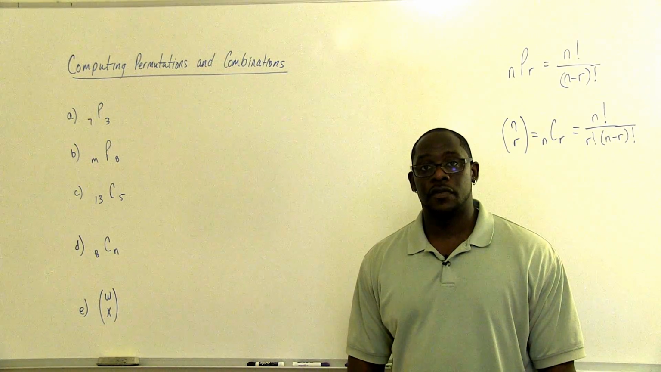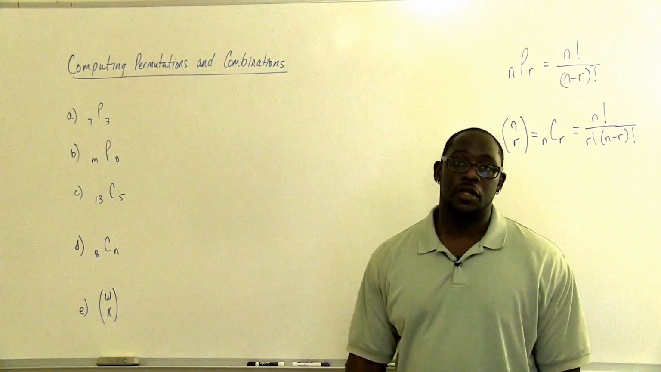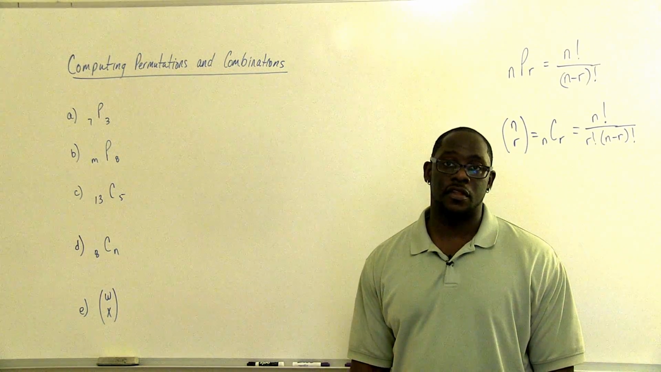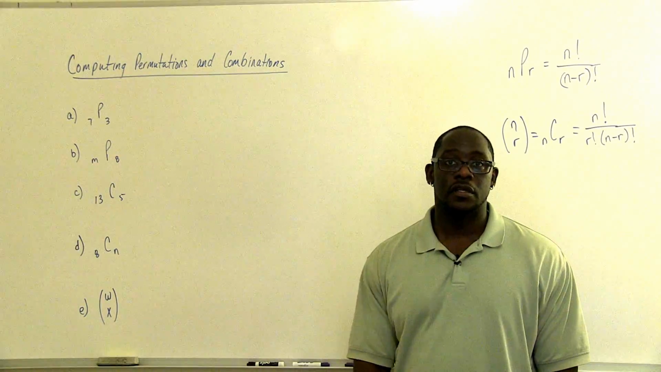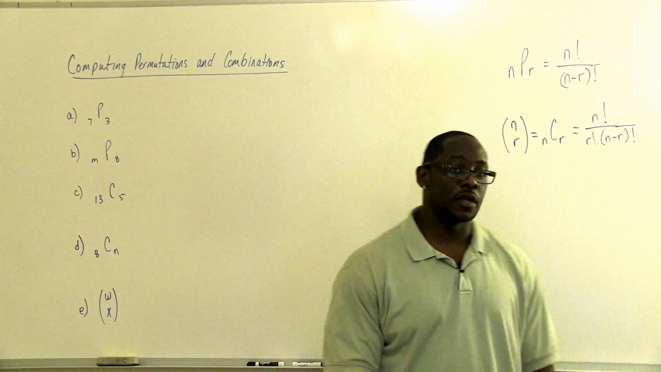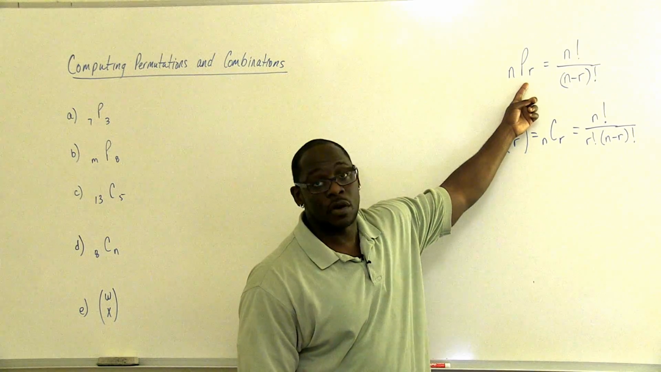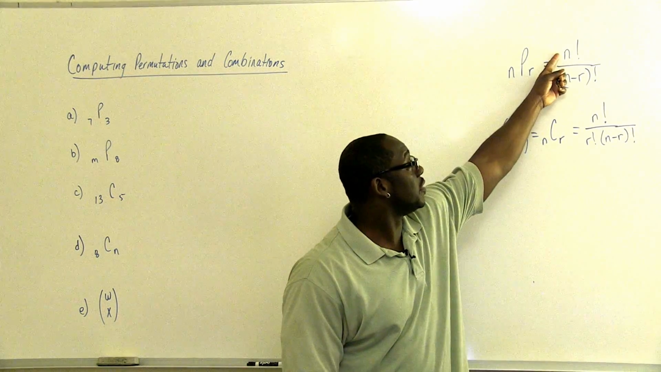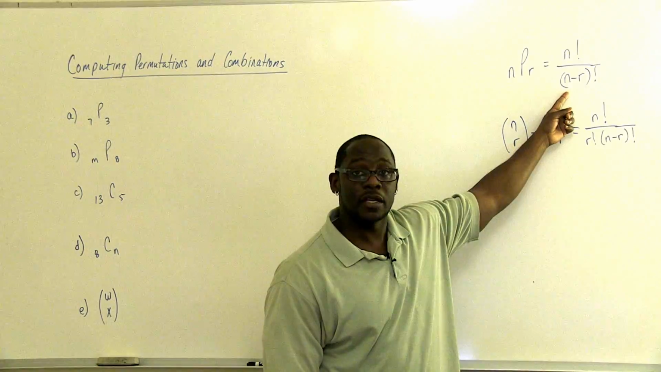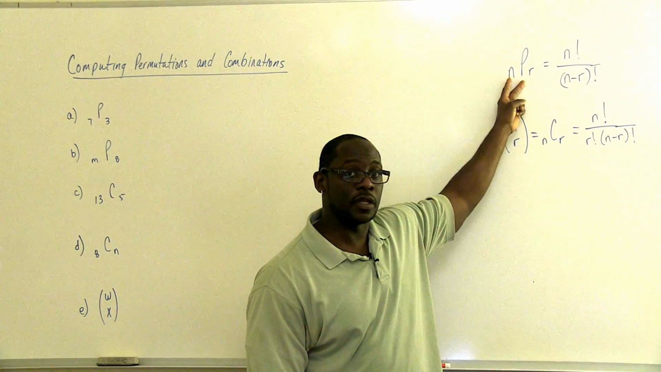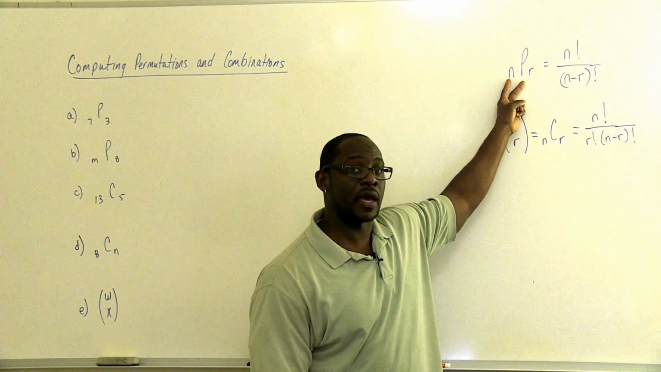This particular video will be about computing permutations and combinations by hand using the factorial formulas. Just as a reminder before we get started, we have the permutation of n things grouped r at a time, which is n factorial divided by n minus r factorial. We use this when, in the grouping that we're doing, order matters.